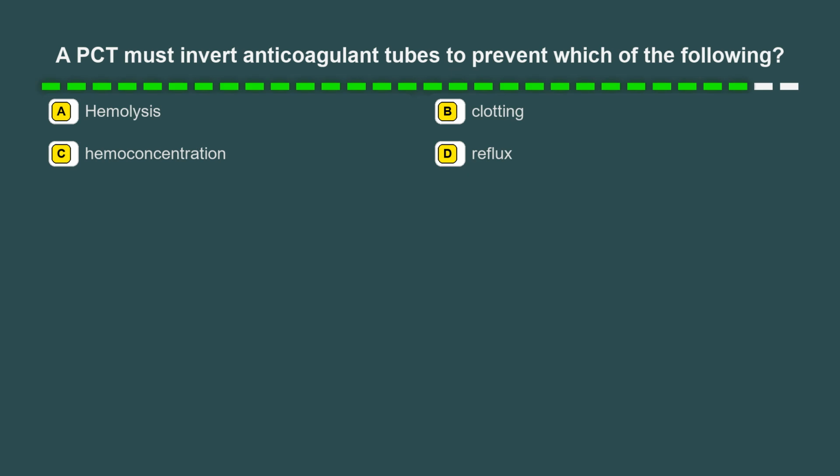Question 26. A PCT must invert anticoagulant tubes to prevent which of the following? Option A. Hemolysis. Option B. Clotting. Option C. Hemoconcentration. Option D. Reflux.